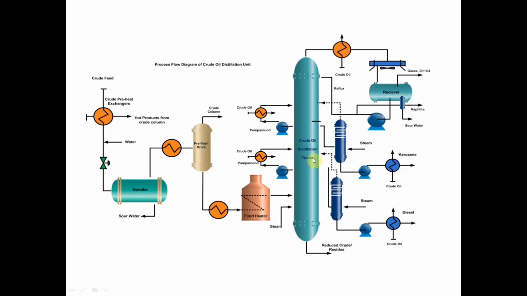From the CDU, the top part extracts naphtha, and the first side draw extracts kerosene. You can see this is the first extract. This is the fractionator unit again.